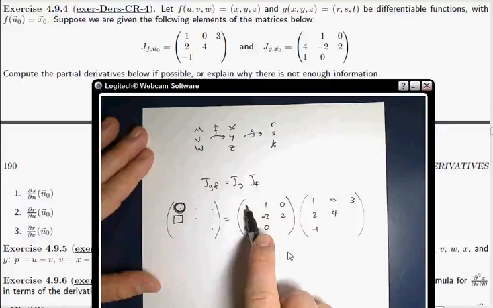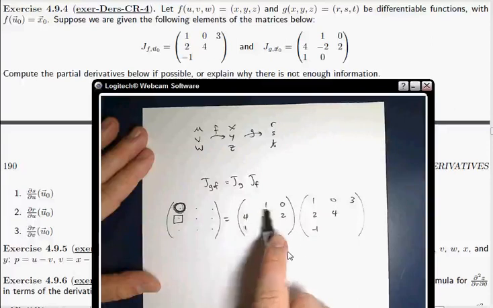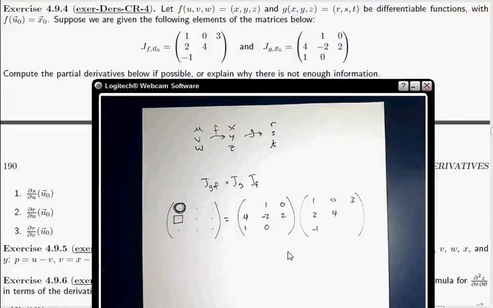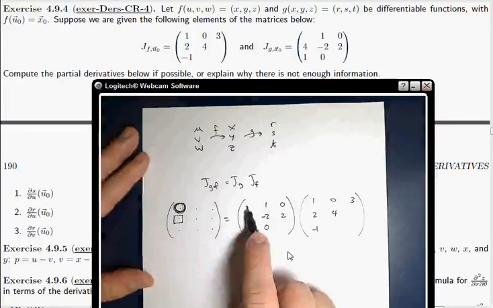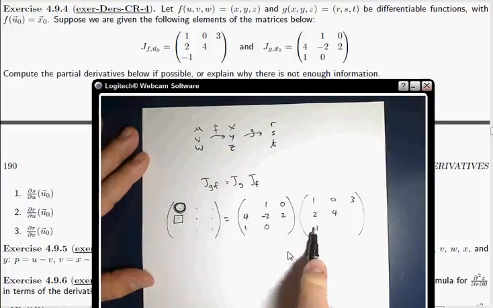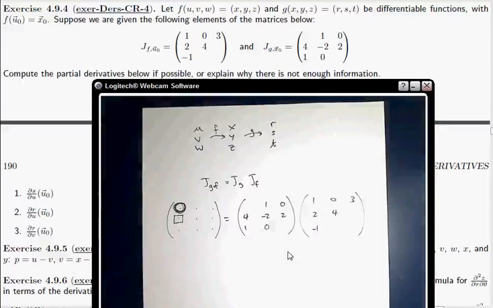Uh-oh, I don't know that number. But it's a product of that and that. And tragically, if I don't know what that number is, I don't know what I'm multiplying by 1 to add up with this other stuff. So the second one, partial of R with respect to U, I just can't compute.